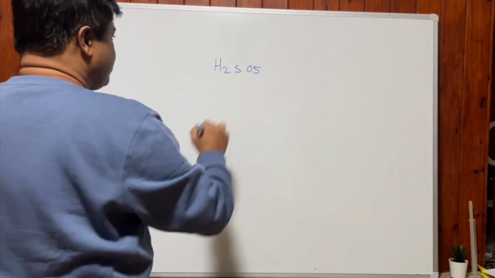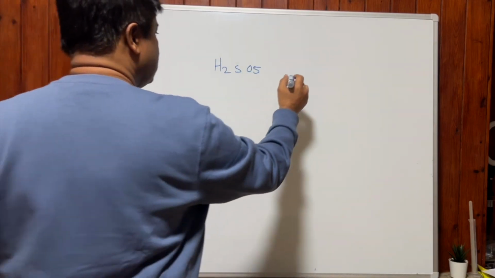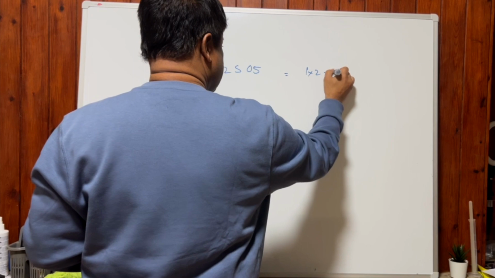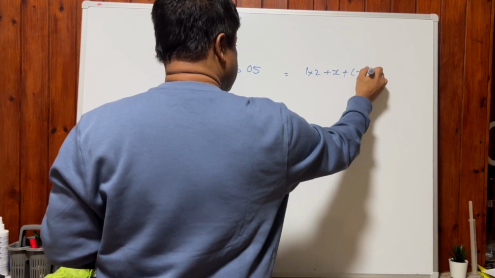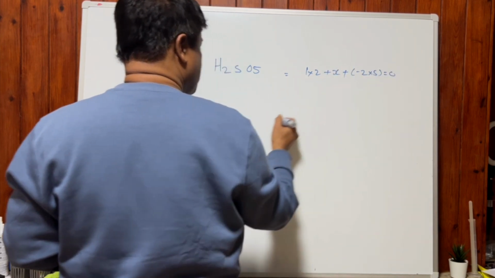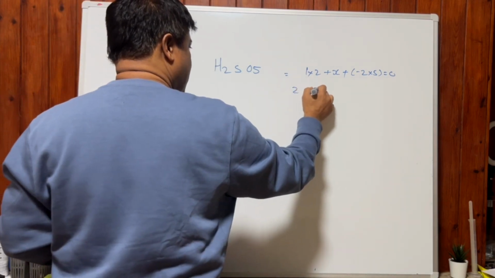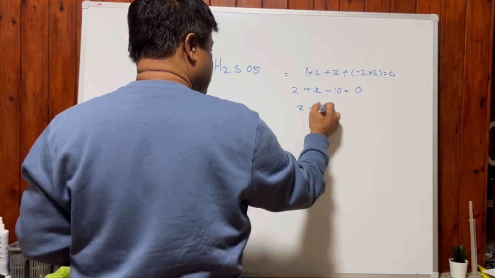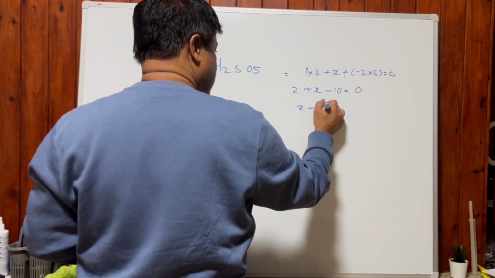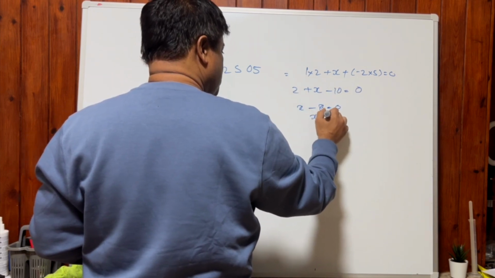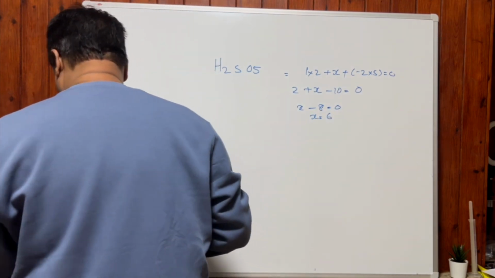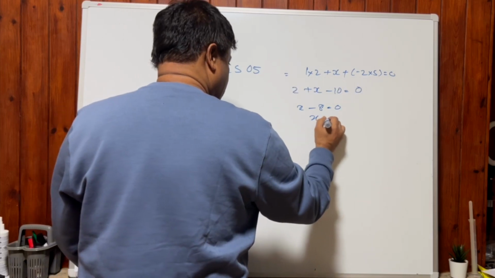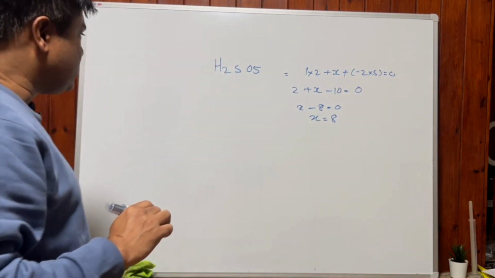H2SO5. If you use the formula, for example, hydrogen 1, 1 times 2 plus x plus minus 2 times 5 equals 0. 2 plus x minus 10 equals 0. x minus 8 equals 0. x equals 8, which is not possible.